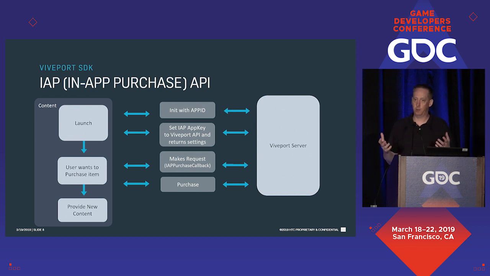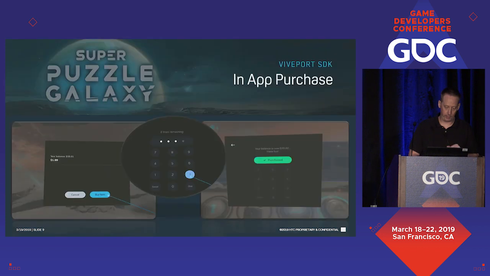I want to do a power-up. Okay, I want to buy it. So how do I display now this new user interface of how I want to purchase this? How do I pay for it? So the Viveport SDK is actually super nice.